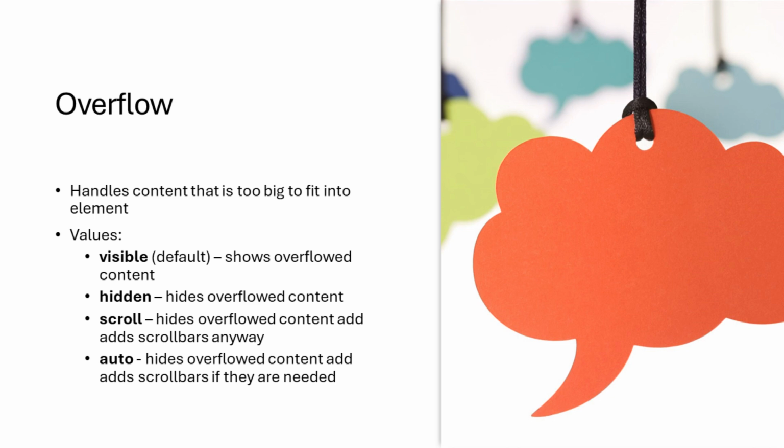When the value is scroll, the overflow content is also hidden, but scroll bars are added so you can see the overflow content by scrolling. The auto value also adds scroll bars, but only when they are needed, while the scroll value adds scroll bars even if there is no overflowed content.